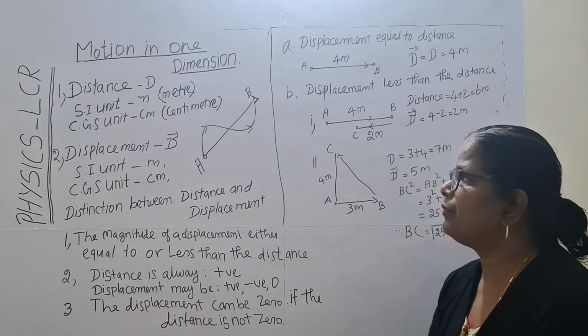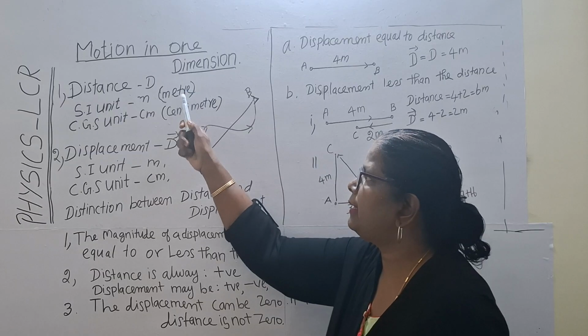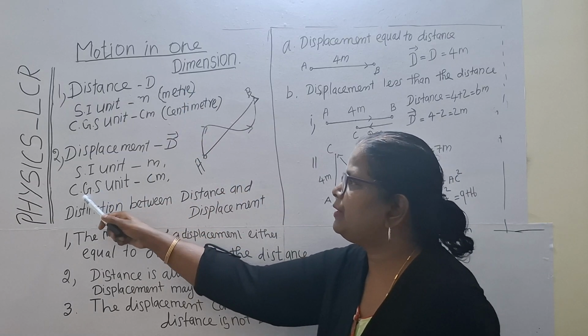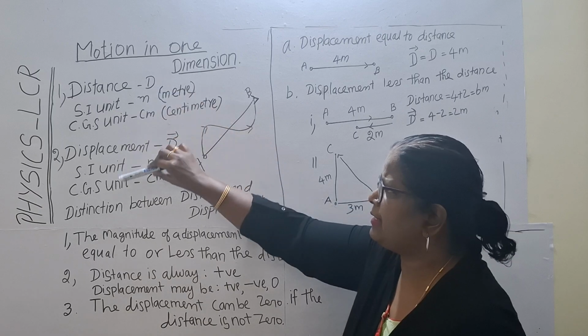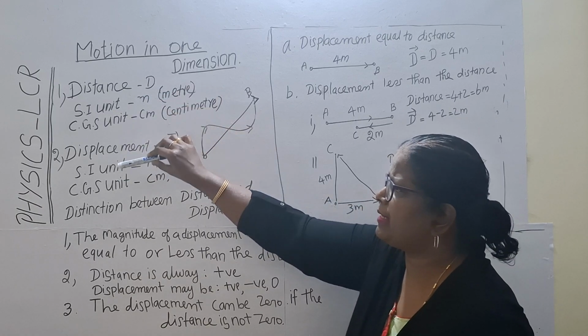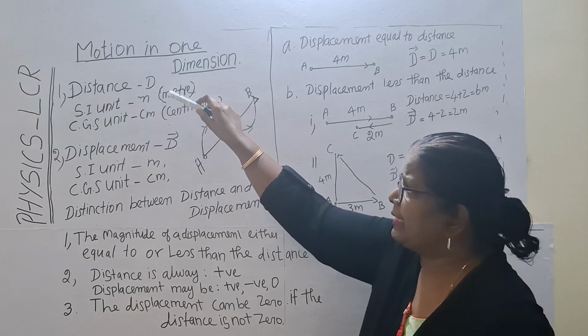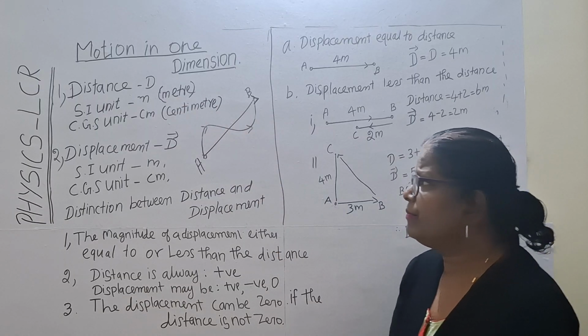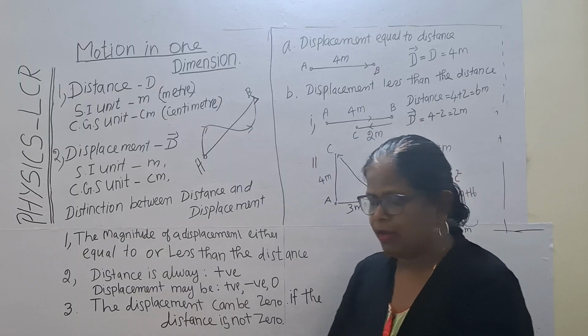The SI unit of displacement is meter, already written here, and the CGS unit is centimeter. Distance is a scalar quantity. Displacement is a vector quantity. Both have the same units, meter and centimeter only.